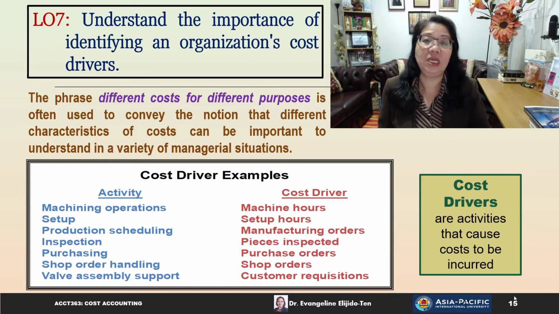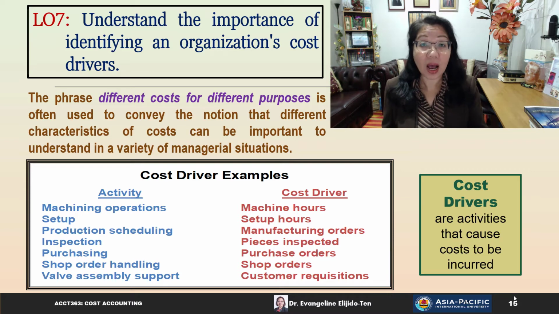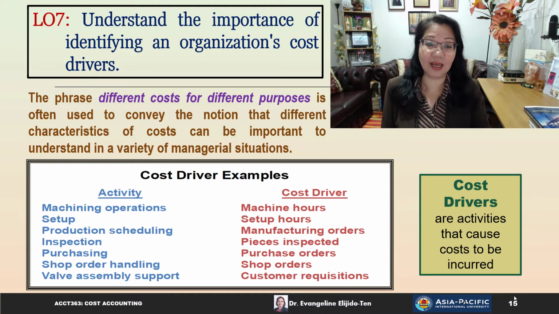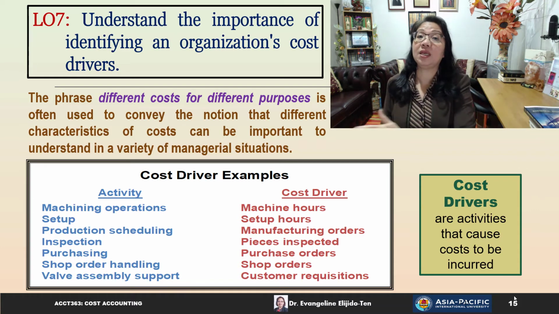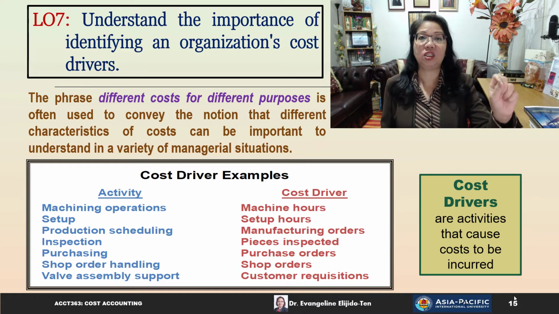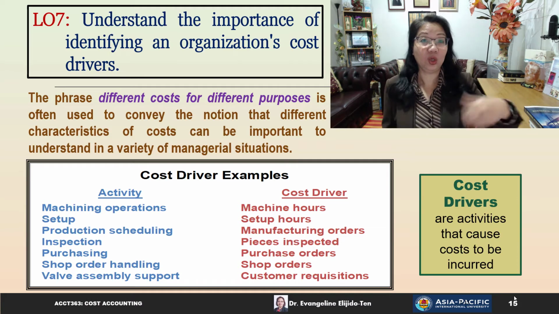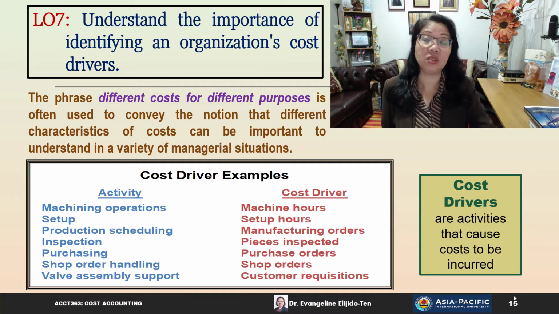Another example, in setting up of the equipment and the like. The cost driver could be the number of hours it takes to set up the equipment, or it could be the number of setups that are being done. If you are producing a batch of product X, for example, you'll need to change the setup of the machine. When you are producing a batch of product Y, you'll need to change the setup of the machine. So the setup hours or the number of setups could be the cost driver.